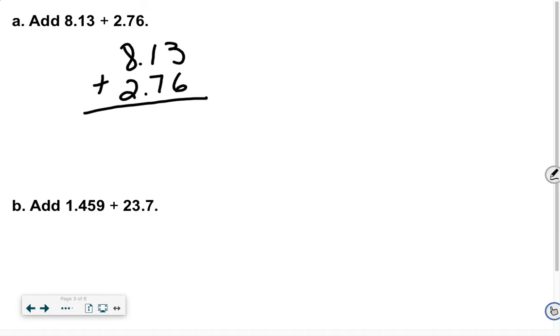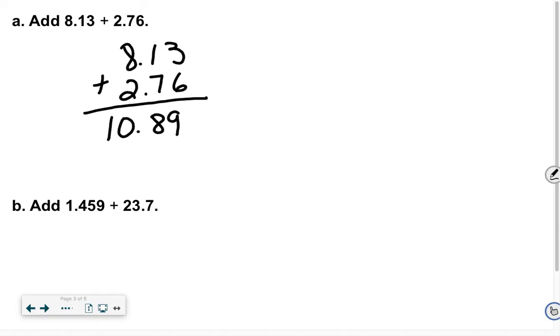When I add these two together, what should I get? What's my final answer there on A? What's my final answer going to be? Jaden? 10 and 89 hundredths.